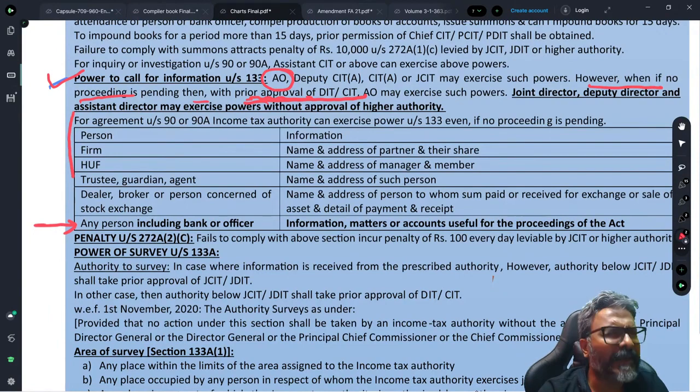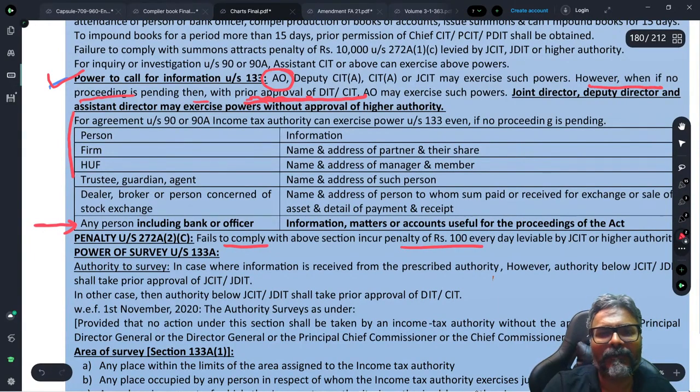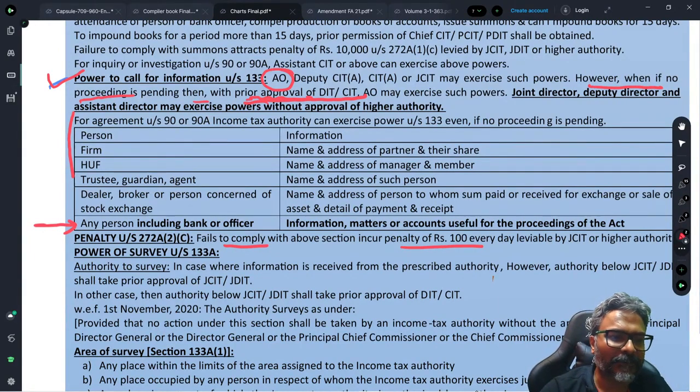And if there is a failure to give the information which is demanded by the AO, then in that case, students, the penalty that will be imposed will be rupees 100 per day, and that exactly is the game. If he fails to comply with the above section, then the penalty would be rupees 100 per day. Is that clear to all of you?